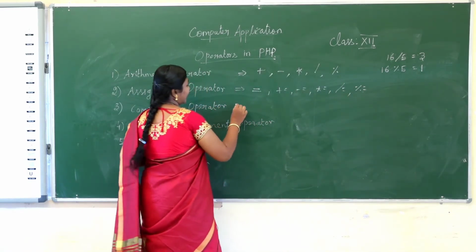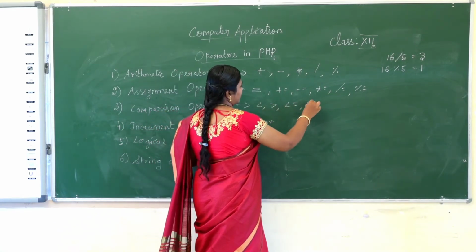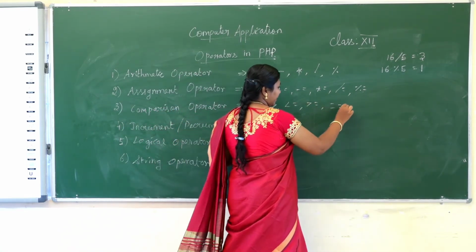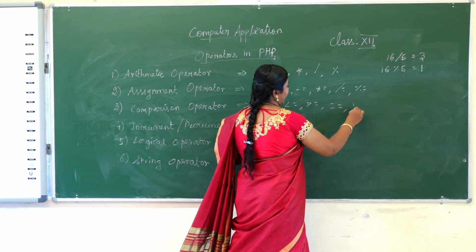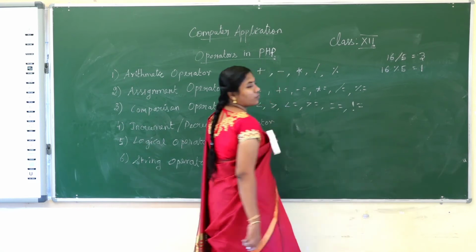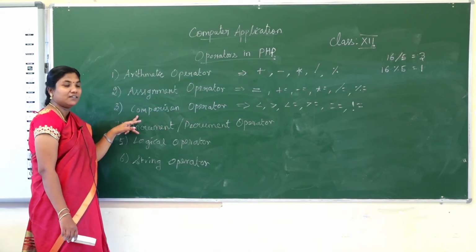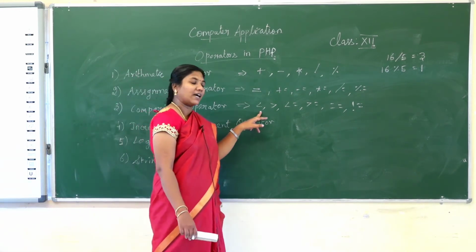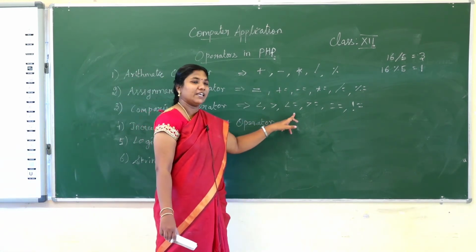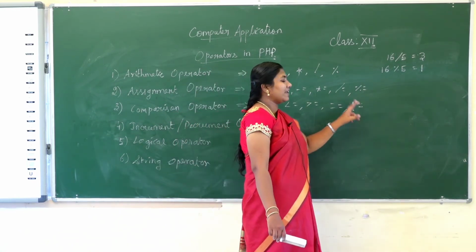So what are all the comparison operators? Less than, greater than, less than equal to, greater than equal to. For equal to, we will be using double equal to, and for not equal to, we will be using the exclamatory symbol and equal to. Okay. So comparison operators: less than symbol, greater than symbol, less than equal to symbol, greater than equal to symbol, double equal to symbol, exclamatory and equal to symbol.